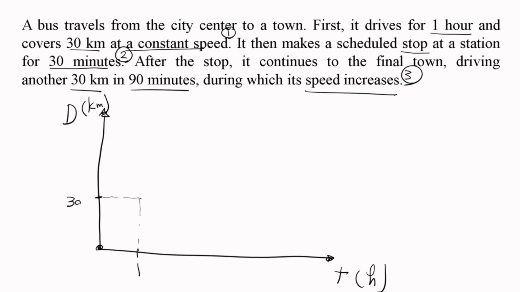Let's find this point. I must connect these 2 points, but how am I supposed to do that? Because I have constant speed, I'm going to connect these 2 points with a straight line, not a curve.